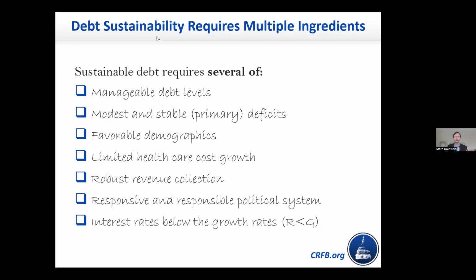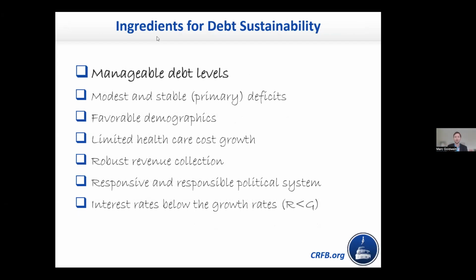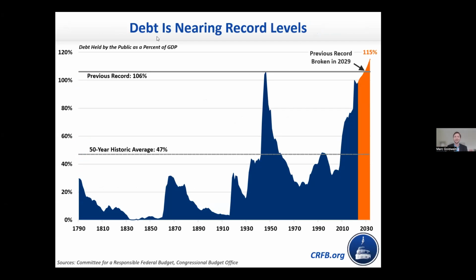Again, you don't need all of these things, but if I was looking at a country to ask the question, is their debt sustainable? I'd want to go through this checklist and see which one of these things do they have. So let's go ahead and do that for the United States. Let's start with manageable debt levels. Maybe not so much, right?